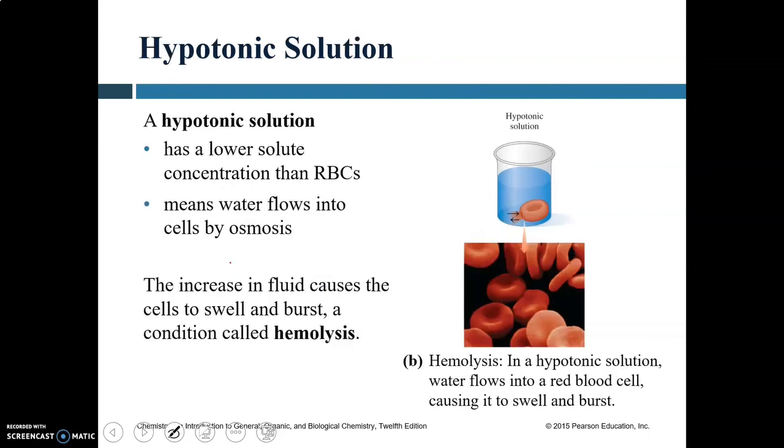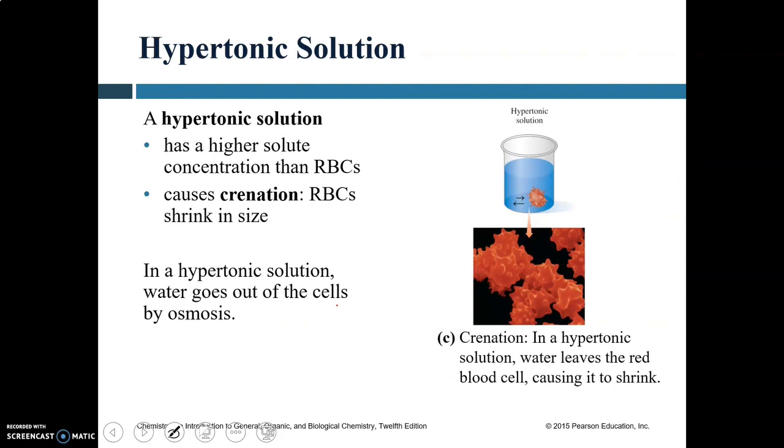Hypotonic solution has a lower solute concentration than normal bodily fluids, and it means that water flows into the cell by osmosis. So cells swell and eventually burst, leading to a condition known as hemolysis. In hypertonic solution, the concentration of solutes is higher than the concentration within, for example, a red blood cell. That results in shrinking, a crenation. Red blood cells decrease in size, and basically water goes out of the cell, and the water is basically sucked out of the cell.